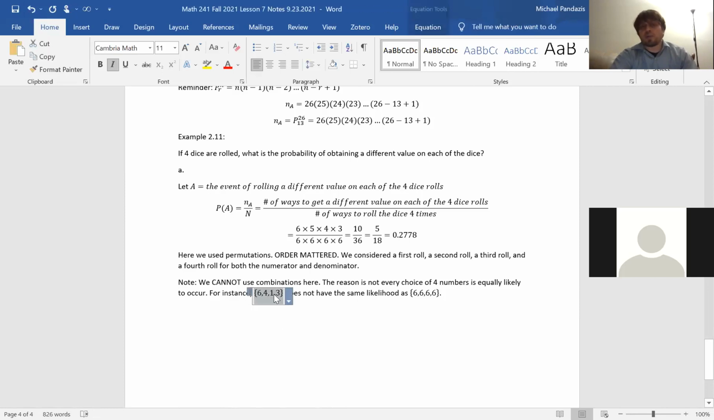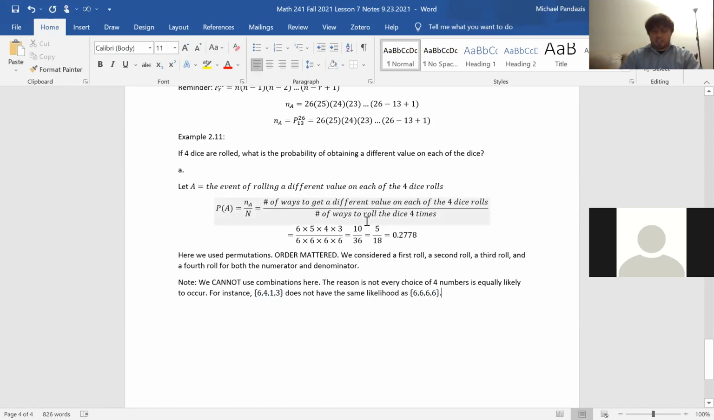Since there are 24 orderings of these 4 numbers, there are 24 ways to roll a die 4 times and get the numbers 6, 4, 1, and 3. So the choice of the numbers 6, 4, 1, and 3 is 24 times more likely than the choice of 6, 6, 6, 6. You can't use combinations because you can't say that every choice of 4 numbers is equally likely. It's false in this example. So combinations is not an option for getting the answer, and you have to use permutations, and when you use it, you get this answer.